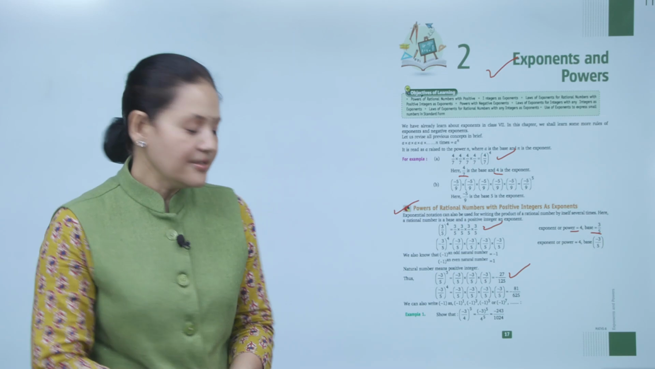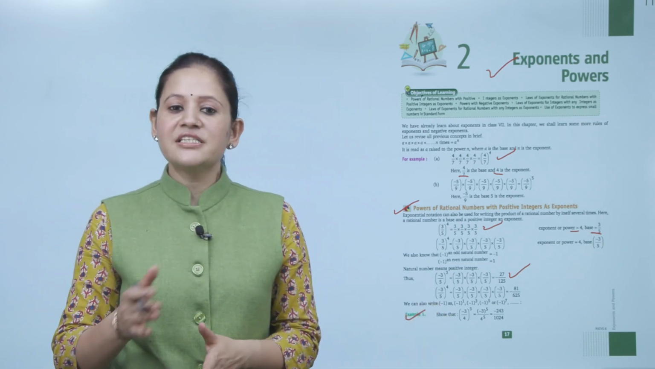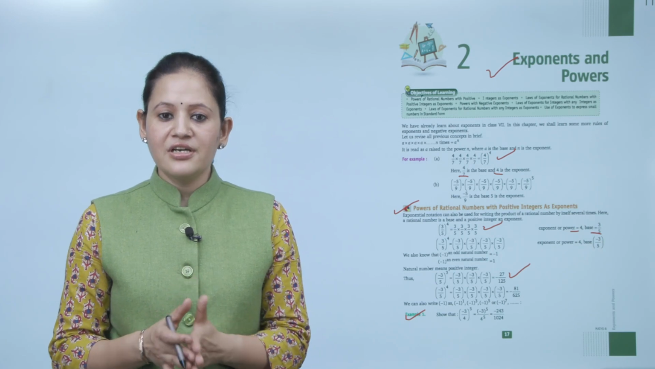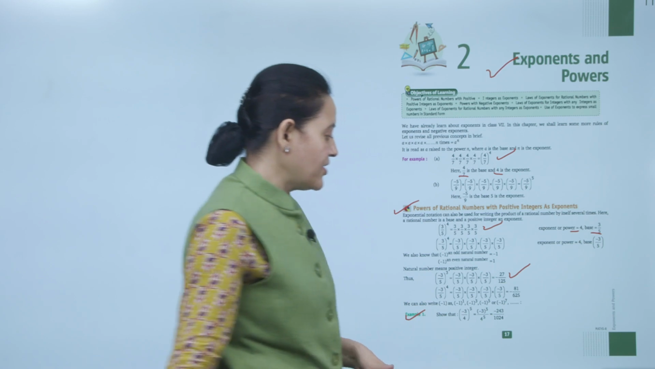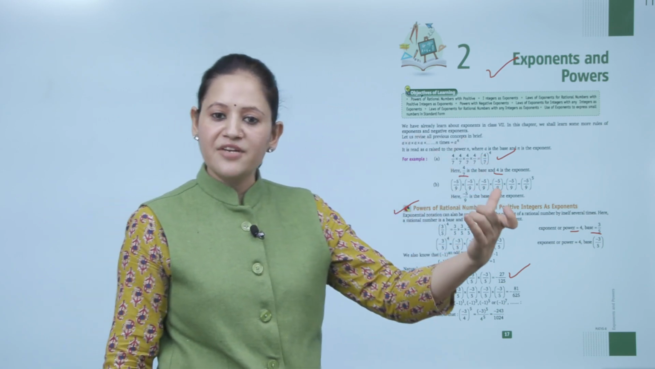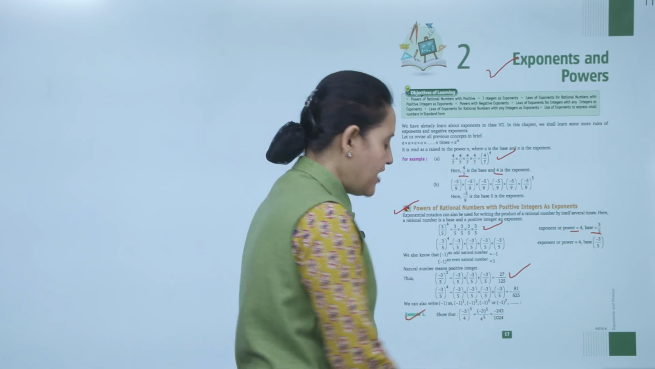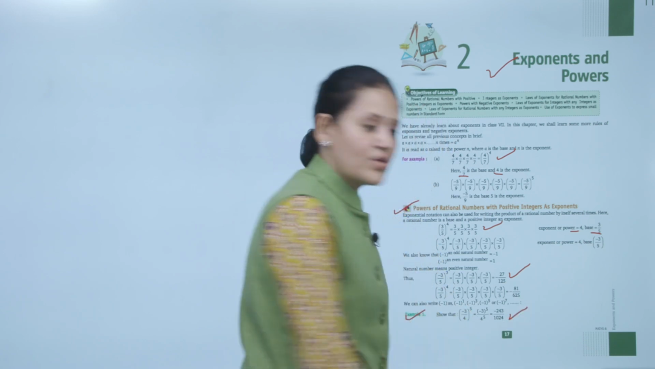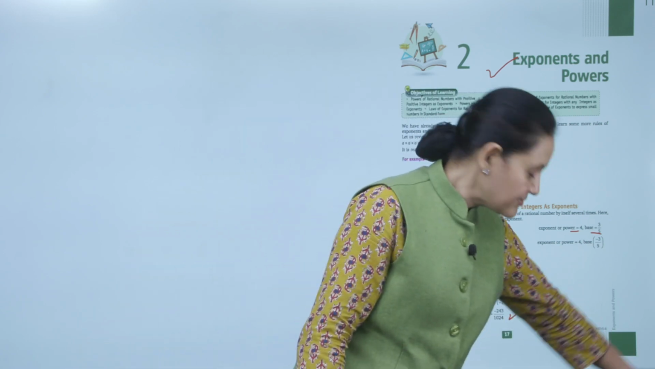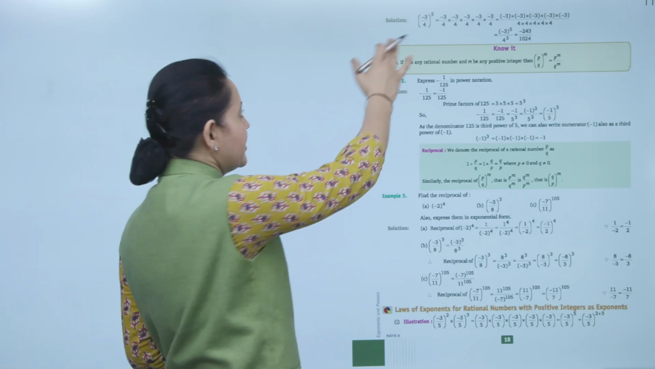Here we'll take an example. Show that minus 3 upon 4 to the power 5 equals minus 3 to the power 5 upon 4 to the power 5. So minus 3 multiplied by minus 3, 5 times, is equal to minus 243, and 4 multiplied by 4, 5 times, is equal to 1024. So here the solution is given.